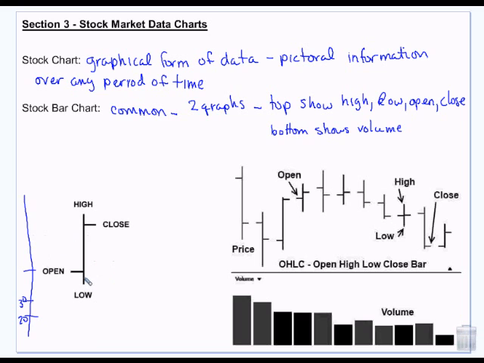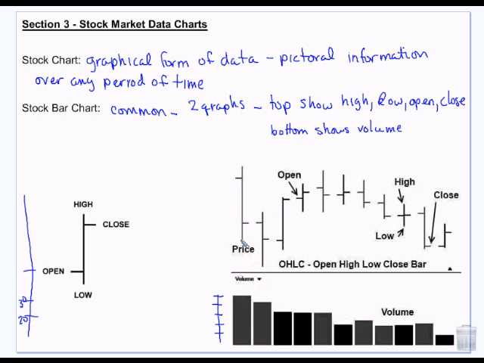Does that make sense? And then the volume, usually the scale is in the hundreds or millions or thousands. So this might be 10, 20, 30, 40, 50. And if this was hundreds, that would be 50 hundreds, so that would be 5,000. And that's what this part tells you, just how many sales or how many shares traded.